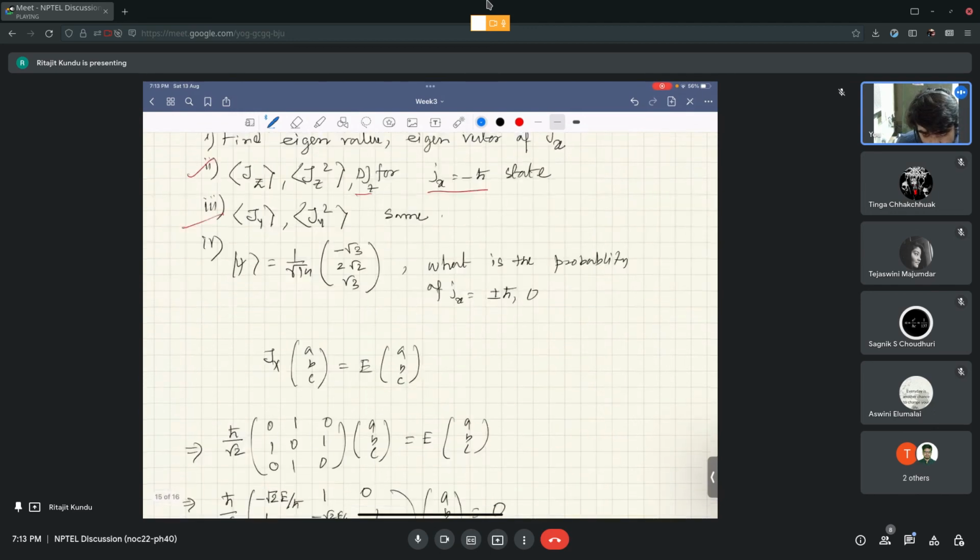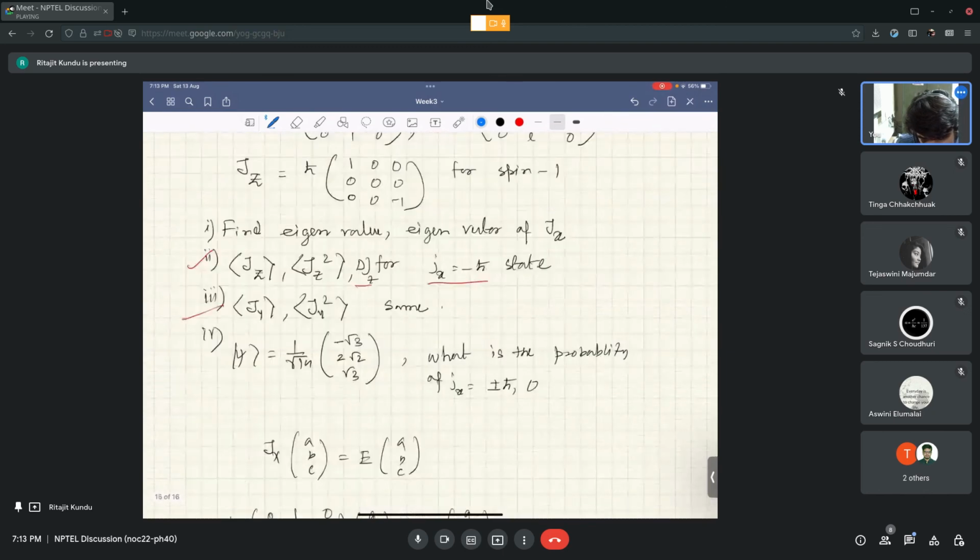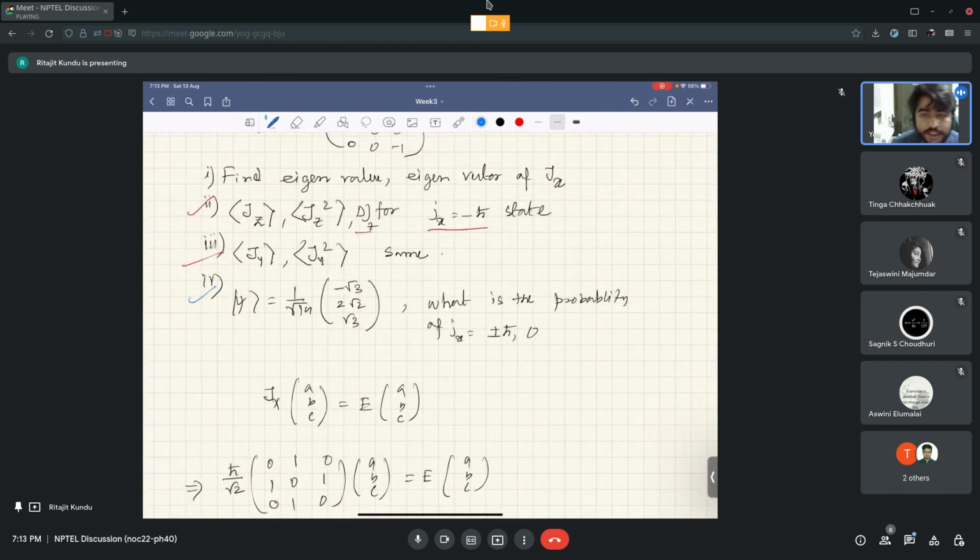Okay, so now when you are done with that, let's do this last part, which is actually quite interesting. Let's say I am given a state psi, which is a weird looking state, right? Now I am asking you, if I measure Jx, as plus h bar or minus h bar or 0, what is the probability of the outcome? What is the probability that I will get plus h bar if I measure the angular momentum along the x-axis? What will be the probability of getting 0 for this angular momentum about the x-axis? What will be the probability of getting minus h bar?